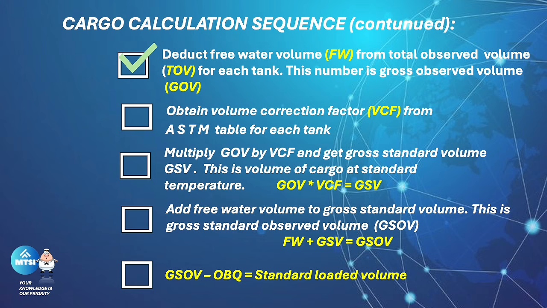Obtain the volume correction factor (VCF) from an ASTM table for each tank. Multiply gross observed volume by the volume correction factor and get gross standard volume. This is the volume of cargo at standard temperature. Add free water volume to gross standard volume. This is the gross standard observed volume.